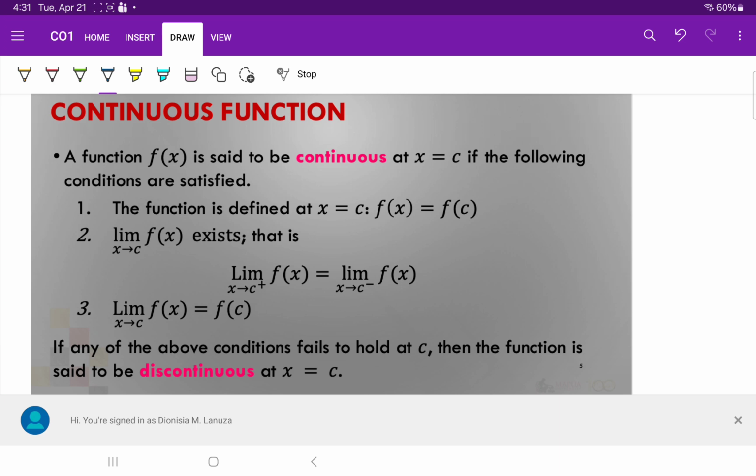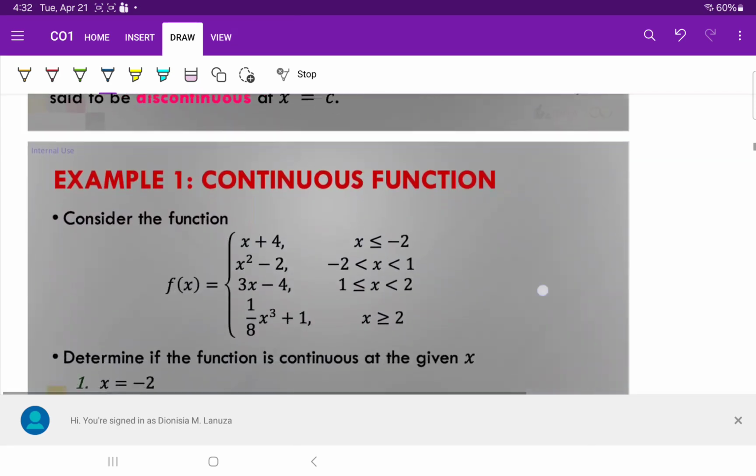Now, the next one is if the two-sided limit exists. That is when the limit coming from the right is equal to the limit coming from the left. That's the second condition. Now, the third is that the two-sided limit and f of c must be equal. So we have three conditions: the first, the second, and the third. For the function to be continuous, all of the three conditions must be satisfied. If any one of these three conditions fails to hold, then the function is said to be discontinuous at x equals c.